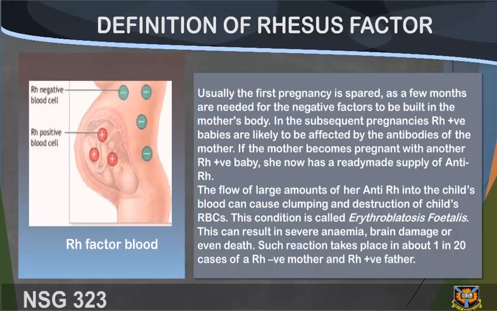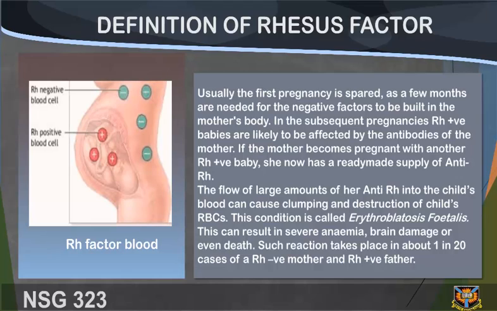Usually, the first pregnancy is spared, as a few months are needed for the negative factors to be built in the mother's body. In subsequent pregnancies, Rh positive babies are likely to be affected by the antibodies of the mother. If the mother becomes pregnant with another Rh positive baby, she now has a ready-made supply of anti-Rh. The flow of large amounts of her anti-Rh into the child's blood can cause clumping and destruction of the child's RBCs.